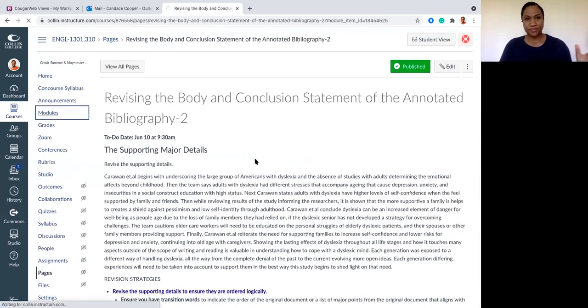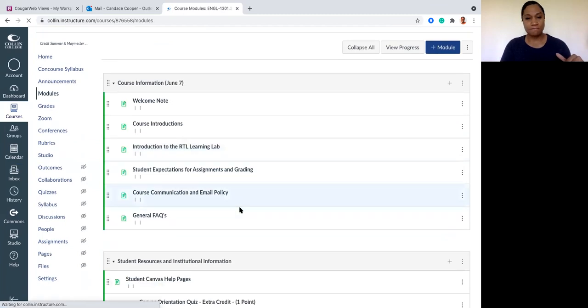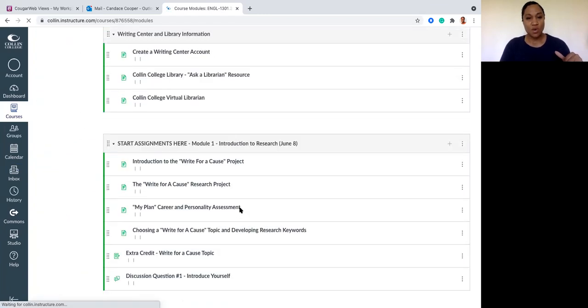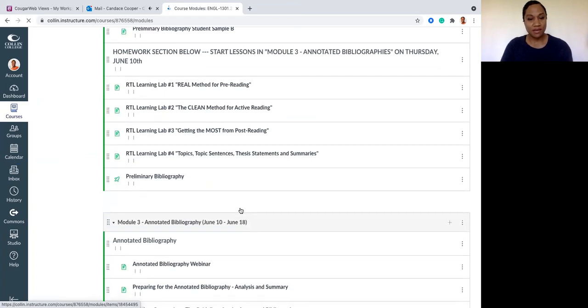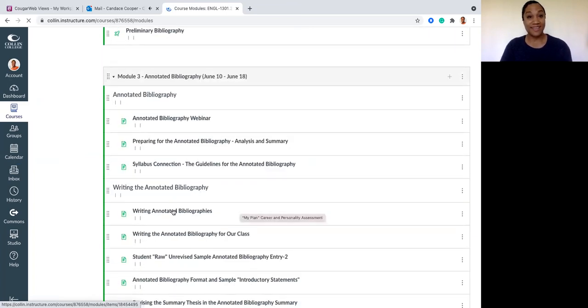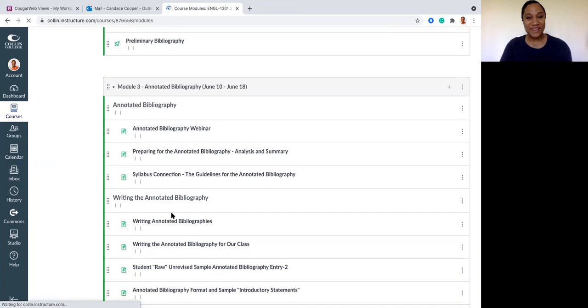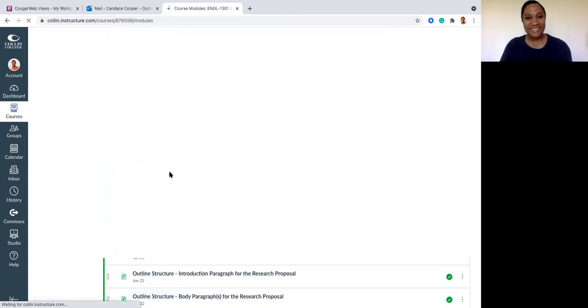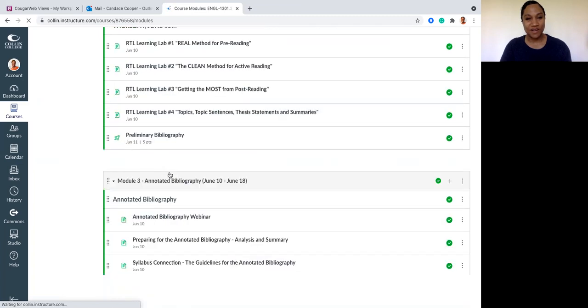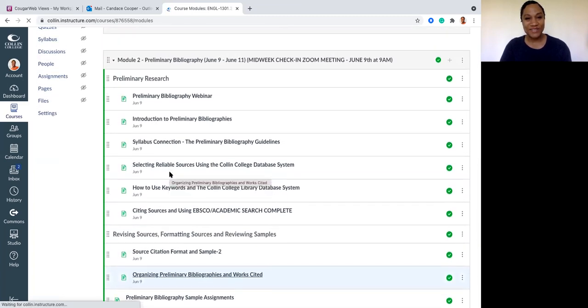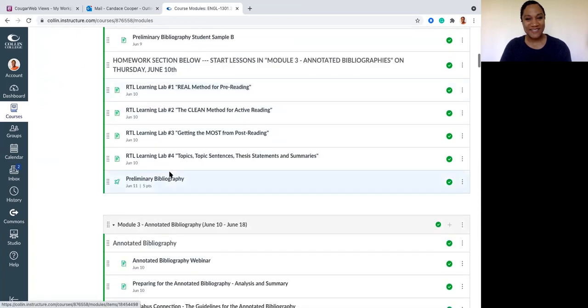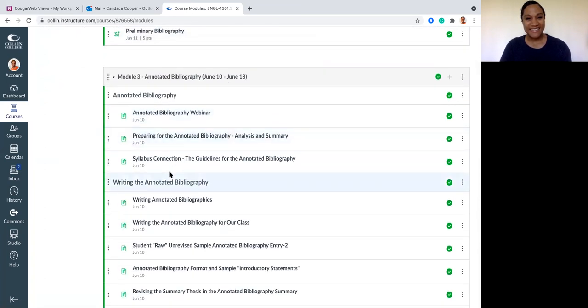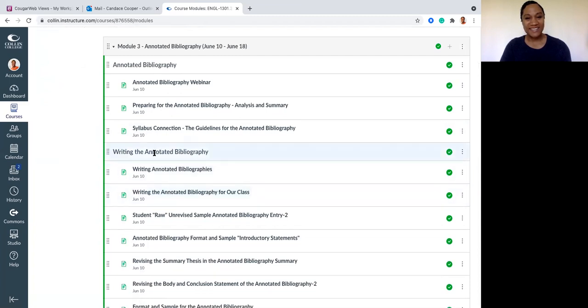In this module, we open up with this information where I have a lot of emails that say we are writing the annotated bibliography, and it says writing the annotated bibliography for our class. Where is that? My computer's going crazy. Slow down. There it is, right here. So it's under this subheading. It's writing the annotated bibliography for our class.